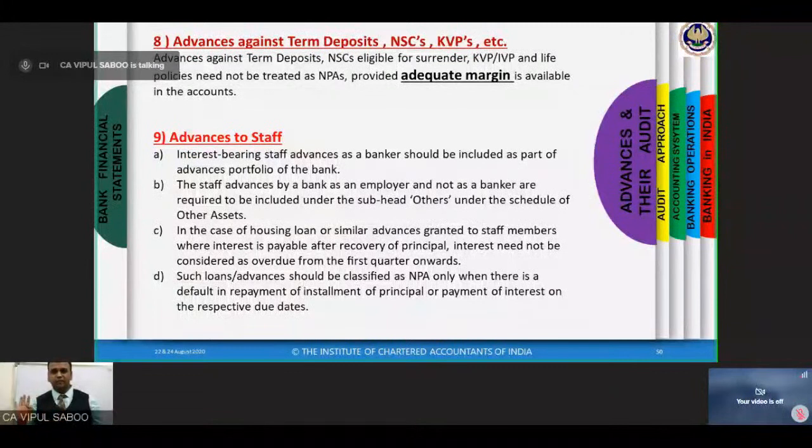As for set off, we didn't set off. We'll set off if the customer doesn't pay us the balance loan amount. We'll set it off with the FD, with the security available, NSC, KVPs, all the liquid securities. Advances to staff are very easy. Interest bearing advances we give to staff are taken not as a banker-customer but as an employer. These advances are classified as NPA only when there is default in repayment of installment or principal on the respective due dates. Because there are many benefits associated with these accounts, normally these accounts don't run into NPAs.